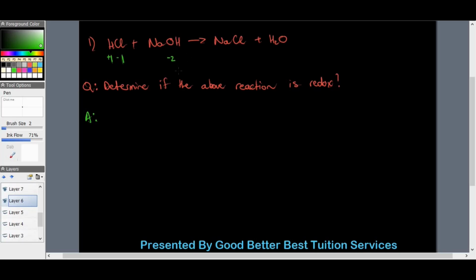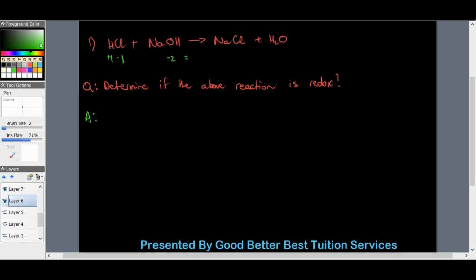So oxygen is minus 2, and I know that this entire compound must give me 0. It's not ionic, but I know this entire compound must give me 0. So I've got minus 2, and the only thing that's going to give me 0 is if I have 2.